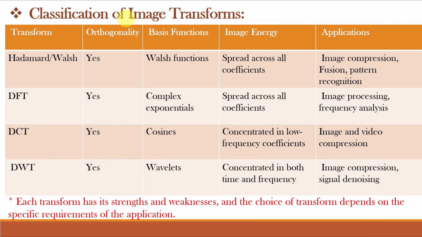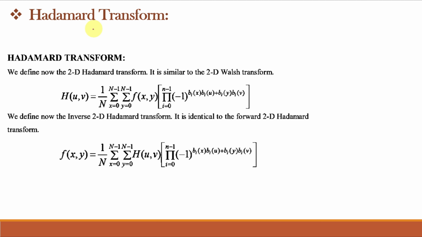So this is the classification of image transforms, and we can see that Hadamard or Walsh transform has got the orthogonality. The basis functions are Walsh functions. The image energy is spread across all coefficients, and the applications are in image compression, fusion, pattern recognition, etc. And remember, each transform has its strengths and weaknesses, and the choice of particular transform depends on the specific requirements of the application. We will first understand Hadamard transform.